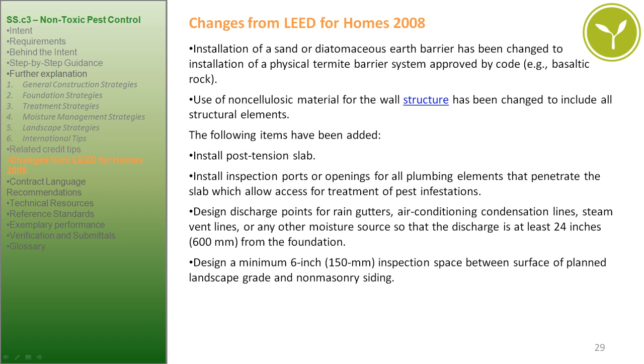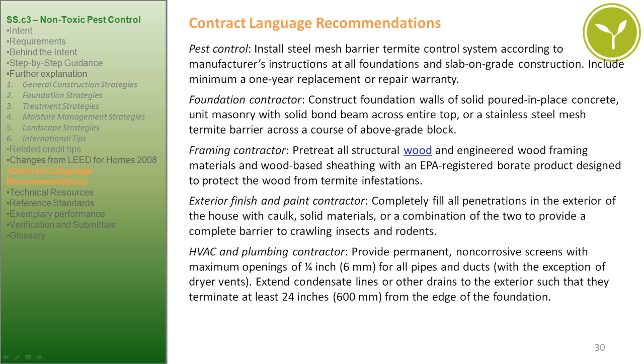Design a minimum of 6 inches or 150 mm inspection space between surface of planned landscape grade and non-masonry siding. Contract language recommendations. Pest control. Install steel mesh barrier thermal control system according to manufacturer's instructions at all foundation and slab-on-grade construction. Include a minimum 1-year replacement or repair warranty.